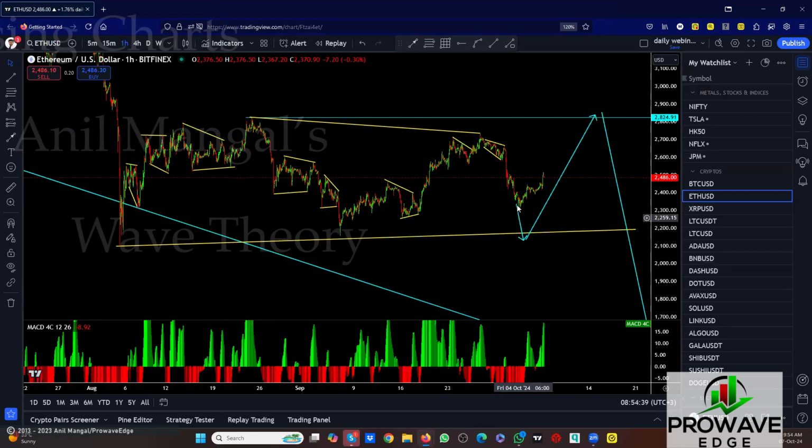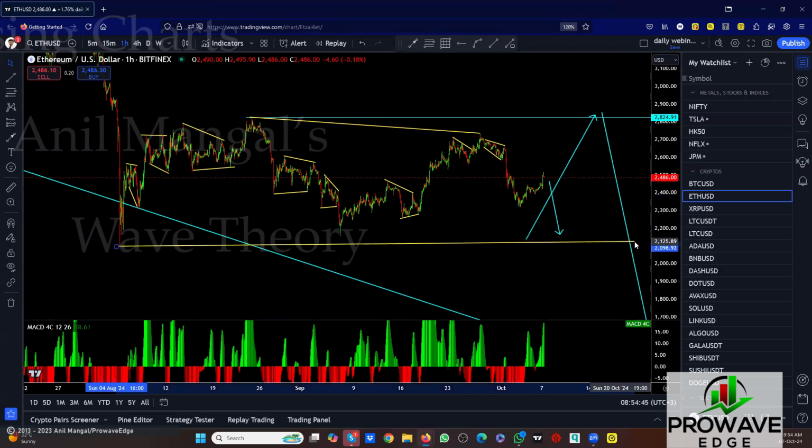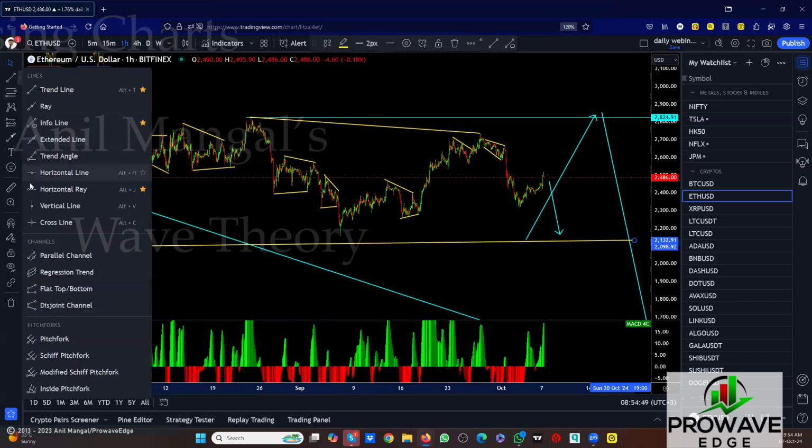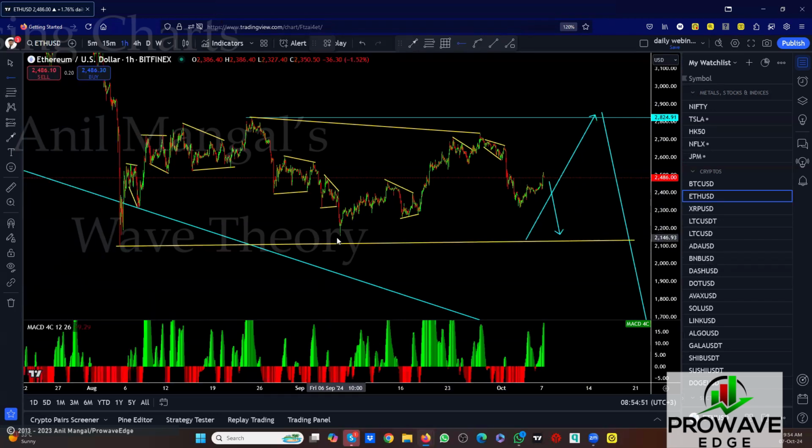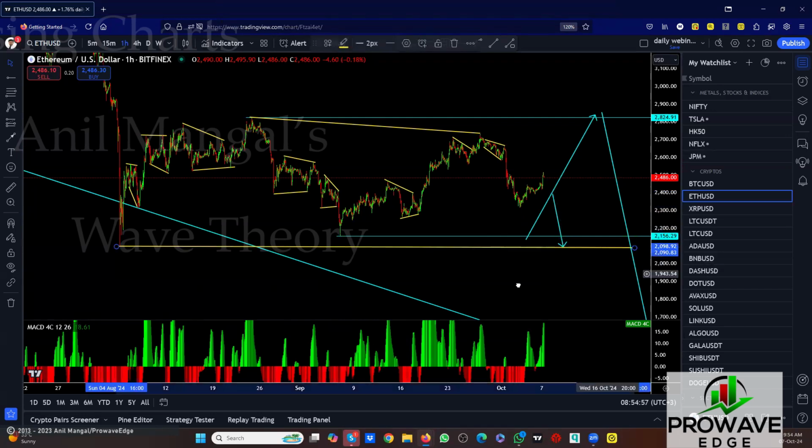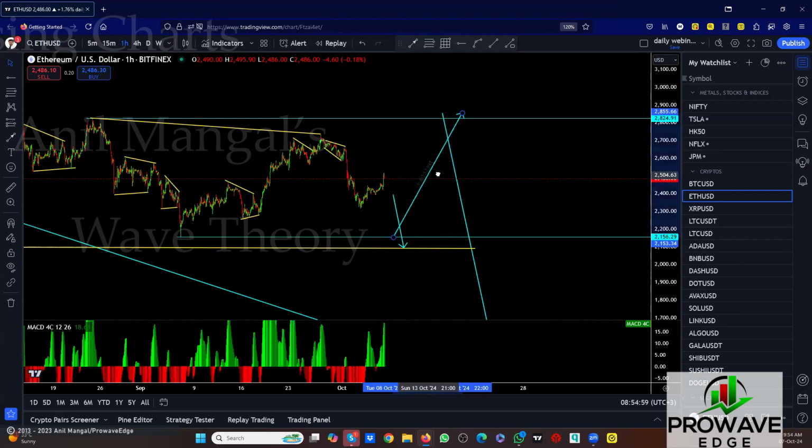So we were expecting this to come down. I think you can expect this here to come down. You want it to break this low. It has to break this low. So we want to see a break of this one and then probably go back up. And then go back up from here. And then the big drop.